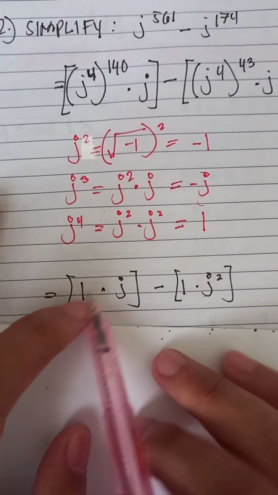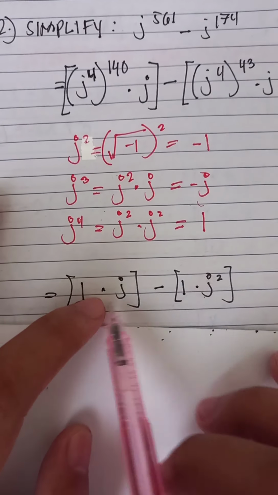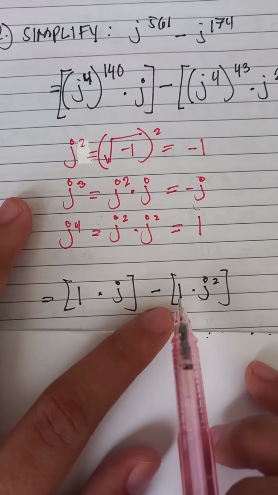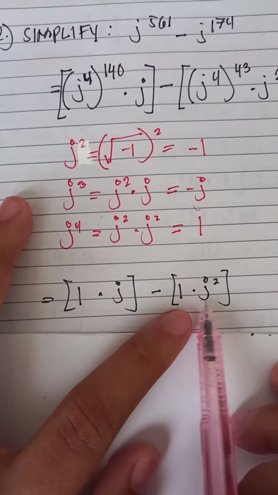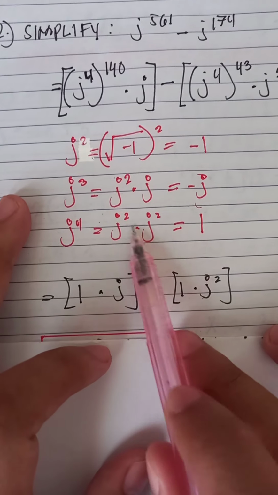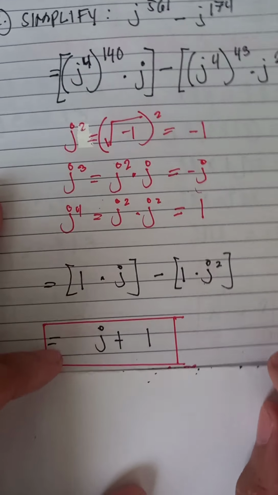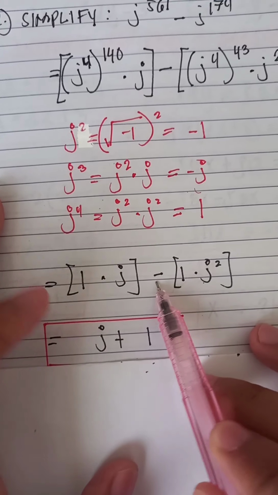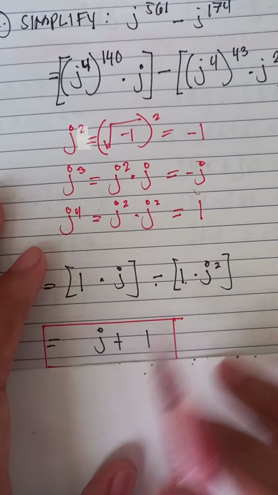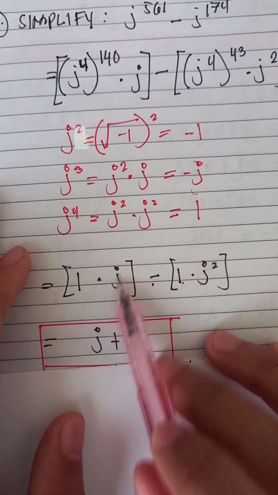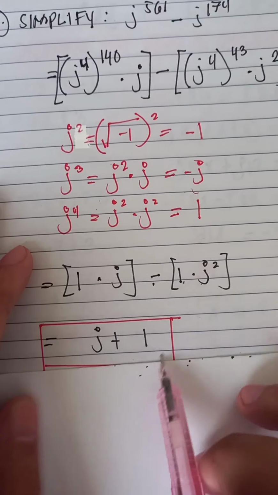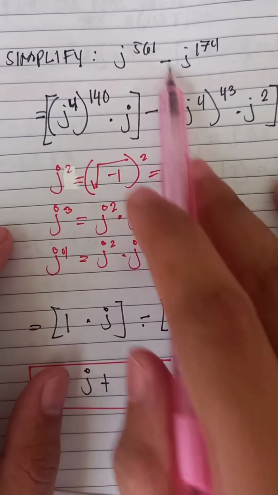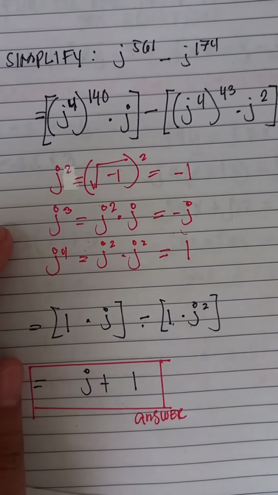So we have the value of 1 here times j minus j raised to 4 is equal to 1 times j squared. So j squared is equal to negative 1. So negative 1 times the negative 1 is equal to positive 1. So we have to simplify this. j plus 1 is the final answer of this given equation.